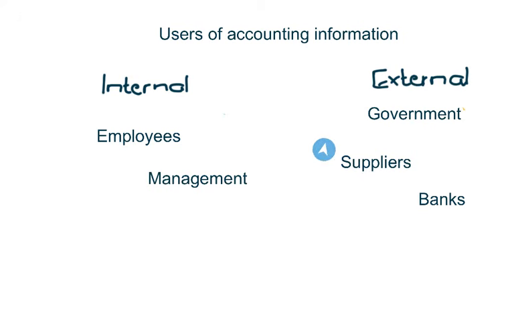Then we have suppliers or creditors. These are the people that we buy from. Now, why are they concerned with our information? They would like to see whether our business can repay their debt. So this is why they are concerned with accounting information. Then banks, people borrow from the bank, so the bank are concerned whether you will be able to repay the loan. So this is then users of accounting information, internal, the ones in the company, external, the ones outside the business.